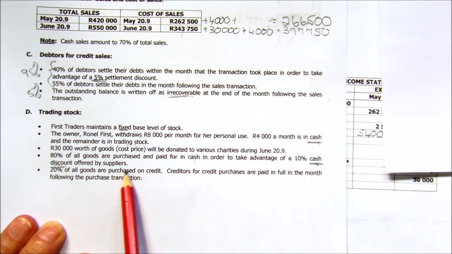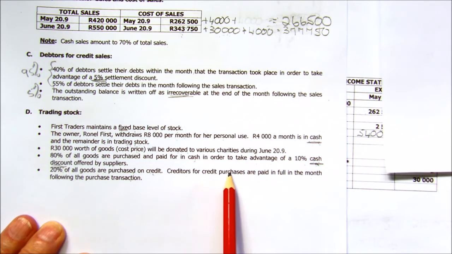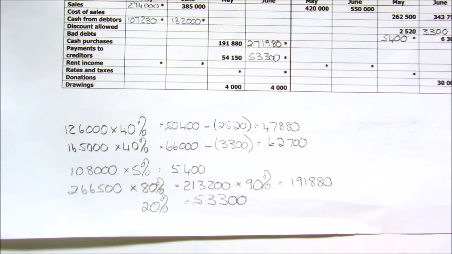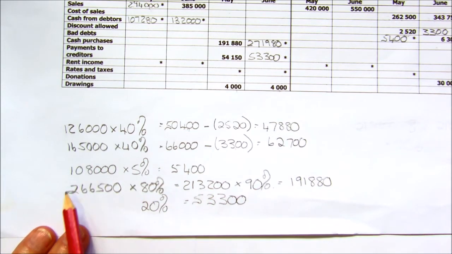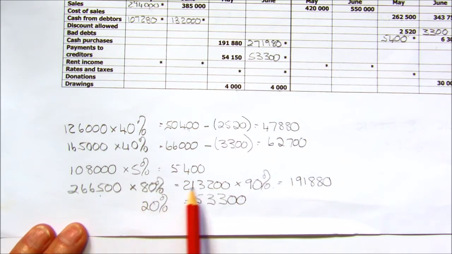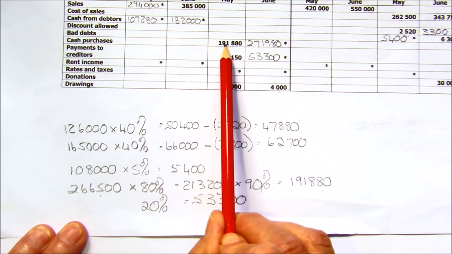And then the other 20% will be bought on credit, and you'll pay that 1 month later. So let's just fill those figures in. Let's look at May's figure. Our cost of sales plus the 4,000 that the owner took gave me a figure of 266,000. 80% of that is cash, and then we're getting a discount, so we're only going to pay 90% of that, so we're paying 191,880. And you can just check that is the figure they gave you.